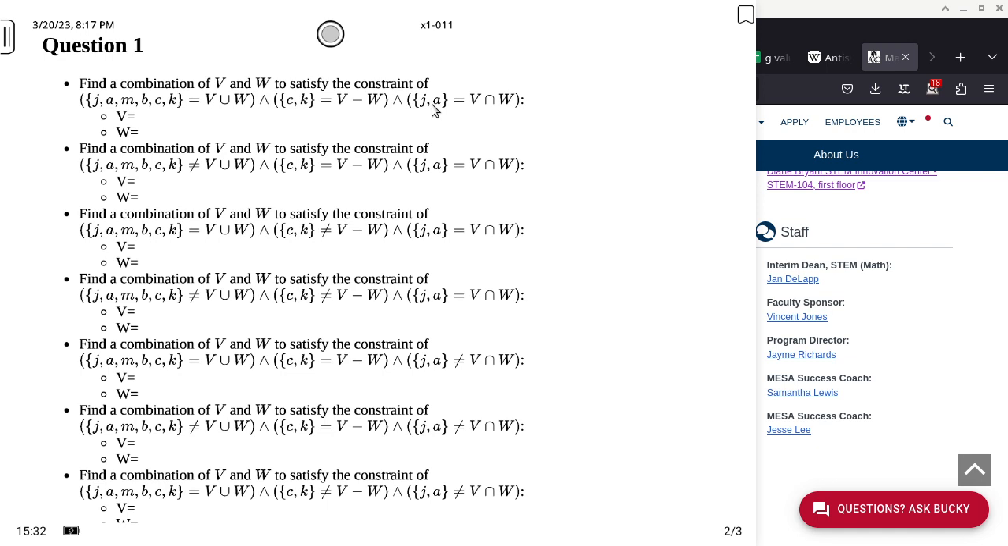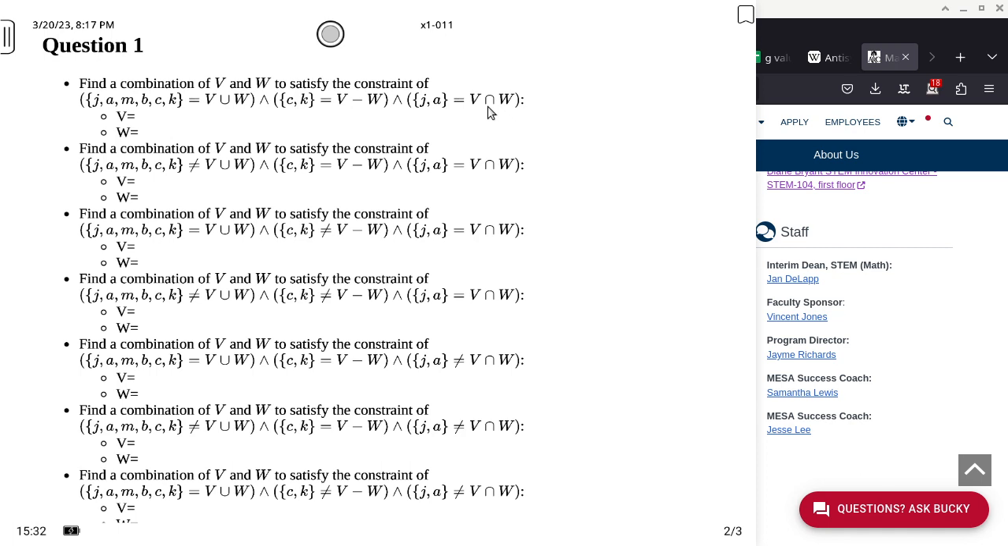This is, by the way, the easiest one of all the other ones because everything is just an equality. First of all, what is each symbol representing? What does it mean when it's a union? What does it mean when it looks like we are subtracting? And what does it mean when we are looking at the intersection?